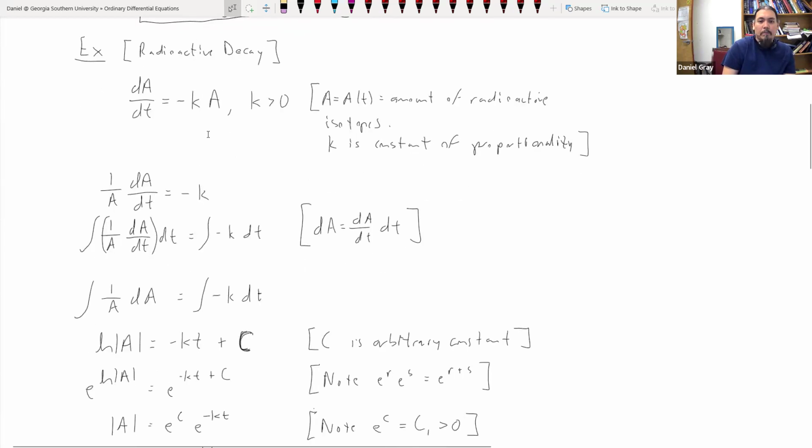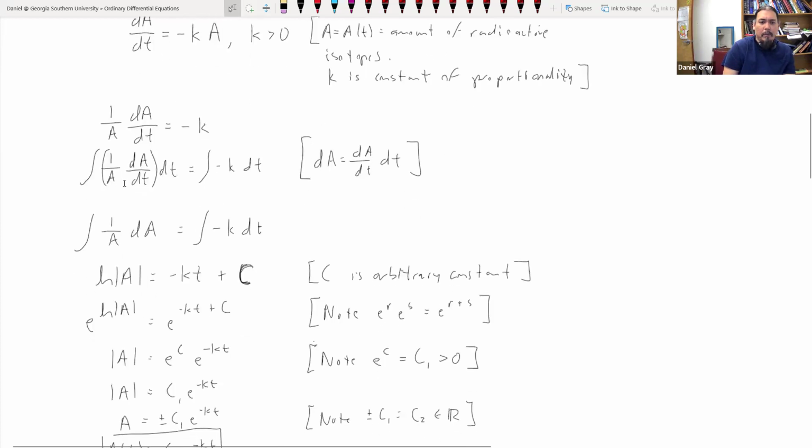Well, it's kind of tricky. We divide both sides of the equation by capital A here. So then we have 1 over A dA/dt is equal to negative k. Now, k is just a constant, called a constant of proportionality. So if we integrate both sides with respect to t, we get this nasty expression here. But that can be cleaned up a little bit. dA is really the same thing as dA/dt times dt. So this whole part right here is really just dA.